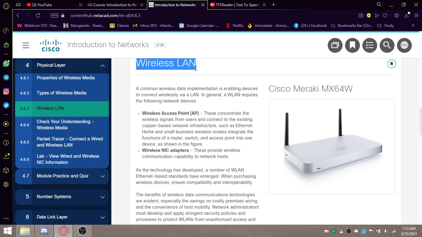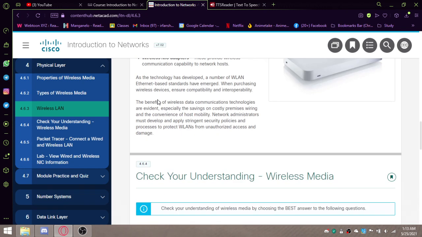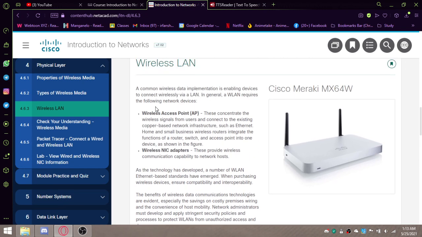Kita ada wireless LAN. A common wireless data implementation is enabling devices to connect wirelessly via a LAN. In general, a WLAN requires the following network devices.